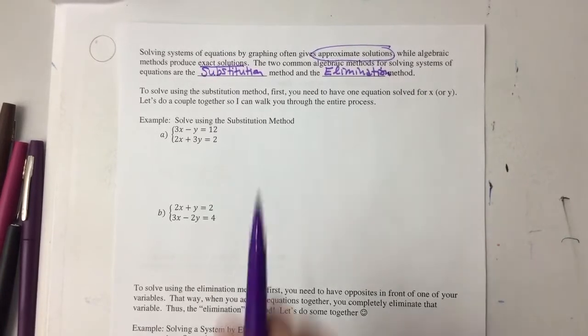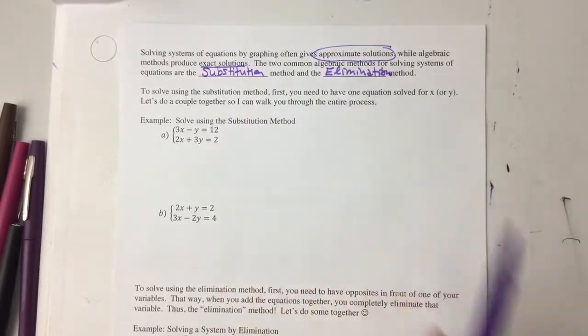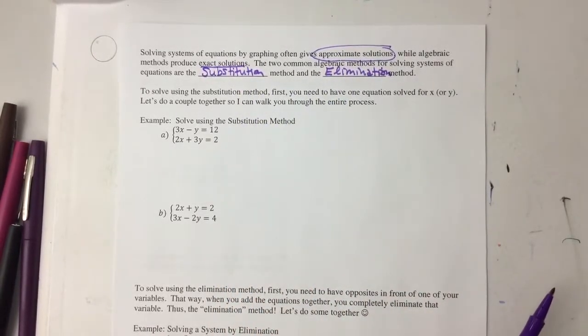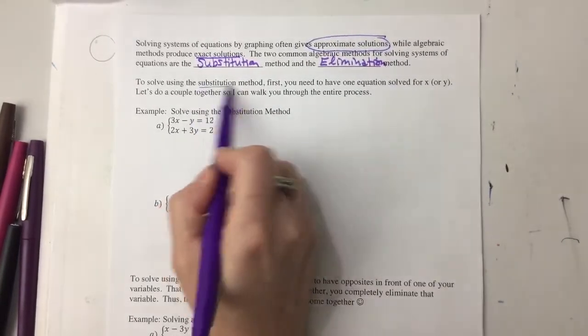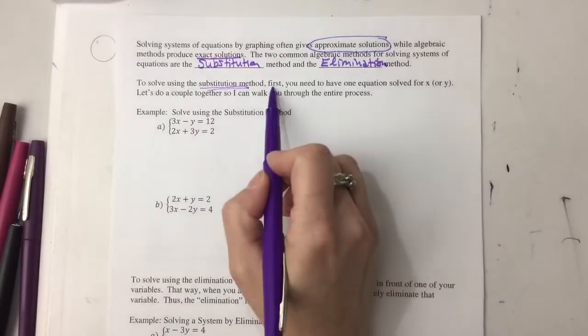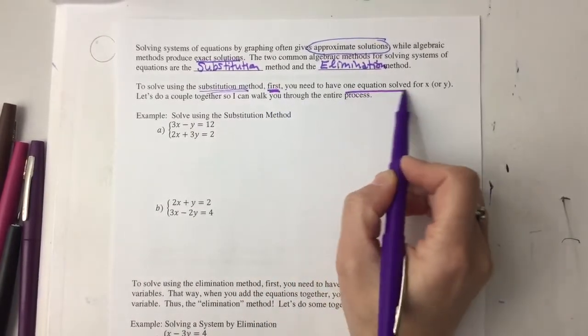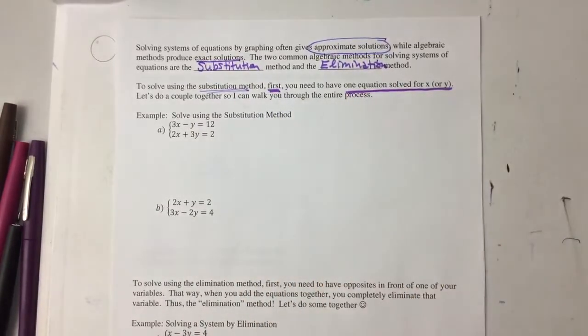Okay, so we're going to keep going. We have substitution and elimination. The first two examples we'll look at is the substitution method. When they ask you to do the substitution method, the first thing you have to do is you have to have one equation solved for a variable.